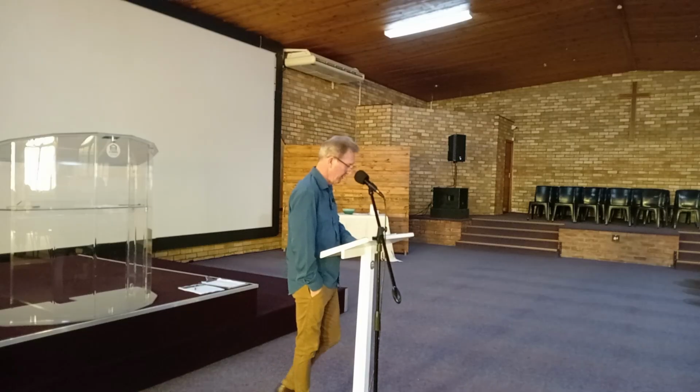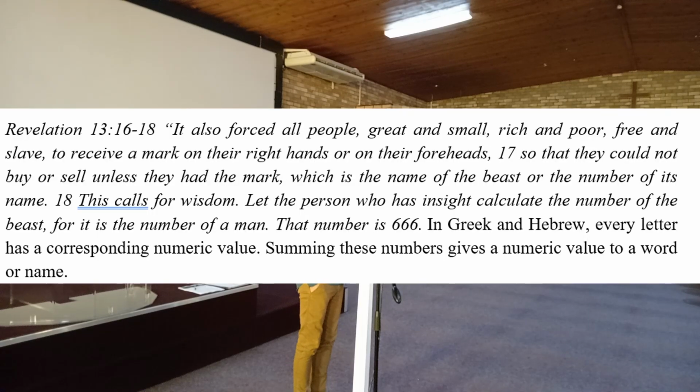And then the last part, which is probably one we're very familiar with. If you've never read Revelation 13, you probably know about this verse. It says in 16 to 18, this is now the false prophet: he forced all people, great and small, rich or poor, free and slave, to receive a mark on their right hands or on their foreheads, so that they could buy or sell. They could not buy or sell unless they had the mark, which is the name of the beast and the number of his name.